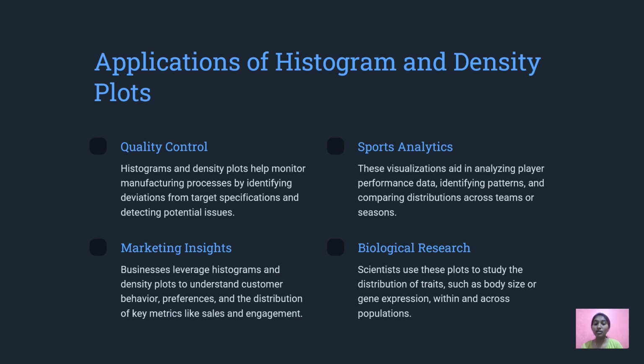And next comes biological research. Scientists use these plots to study the distributions of traits such as body size and gene expression within and across populations. These biological results relate to how scientists work, what data they collect, and how the collected data can be applied to histograms and density plots. So these are related completely to the biological part.